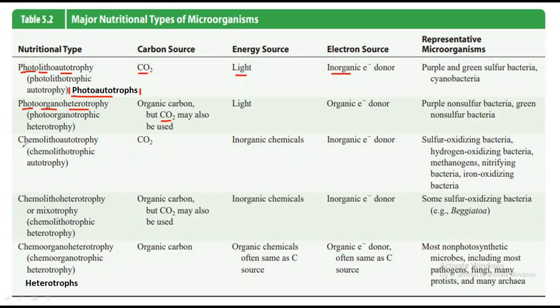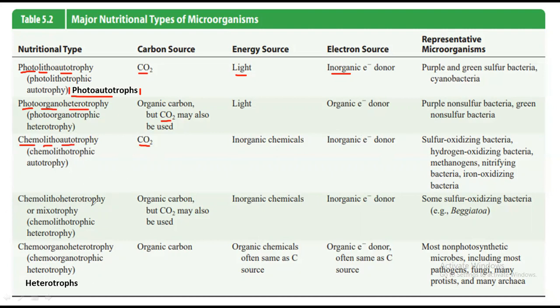Now here comes the chemolithoautotroph. As the name indicates, they are using inorganic chemicals as their energy source, inorganic molecules as their electron donors, and they are autotrophs. They are using CO2. So just compare these terms with these names. Such names will come in the MCQs, and you will compare them with these. Just keep these terms in your mind.